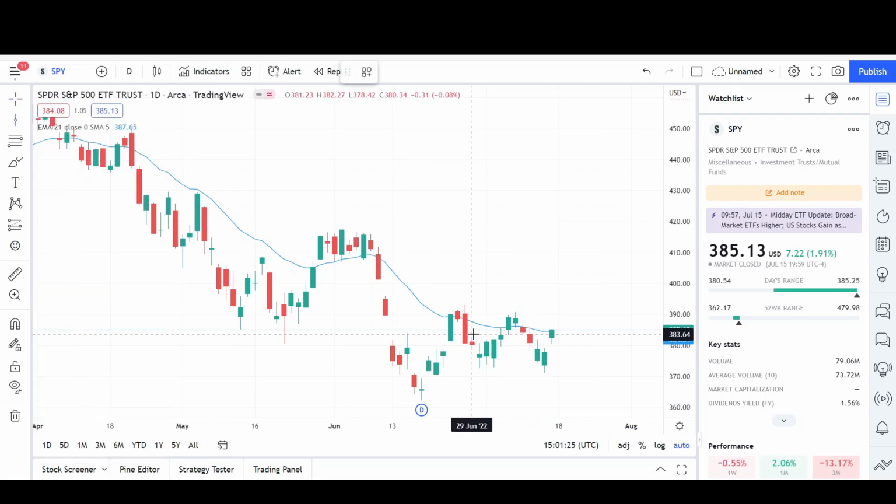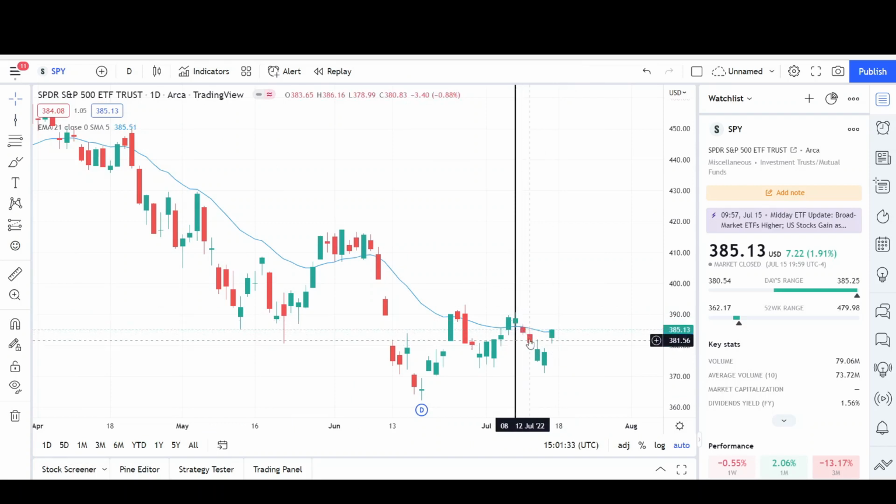So I'm gonna put a vertical line where I left off, which was back on July 10th, and you can see that Monday and Tuesday were red days. We trended down. Also Wednesday, but you can see that buyers brought the market up and closed green.